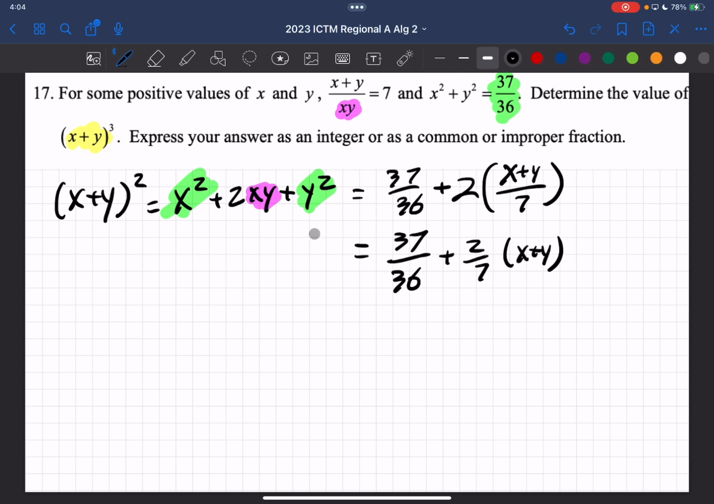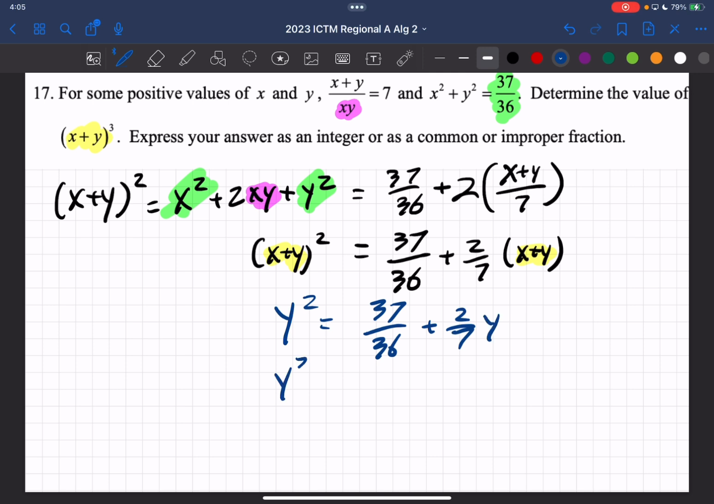Now, what does all this equal? This equals what we started with, x plus y squared. And this right here is what we're solving for. So what we're going to do is make a substitution. y squared equals 37 over 36 plus 2/7 y. So this is going to be a quadratic formula question.